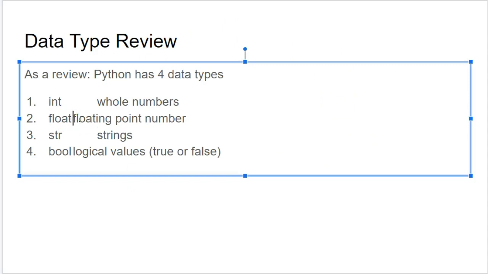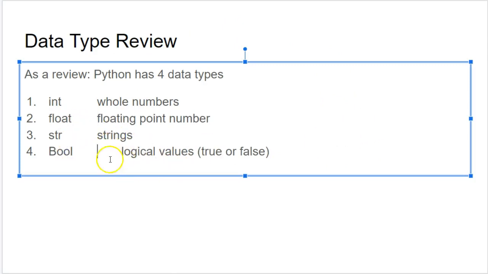Remember that there are 4 different data types: int, float, string, and bool. And I'm assuming you know what these stand for and what they do.